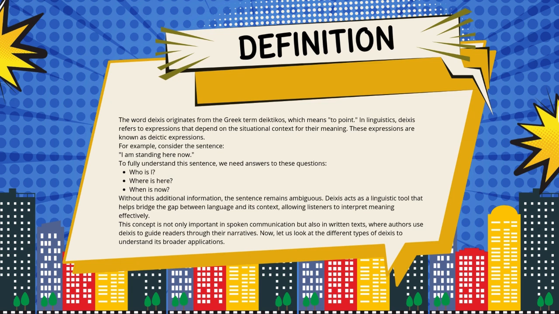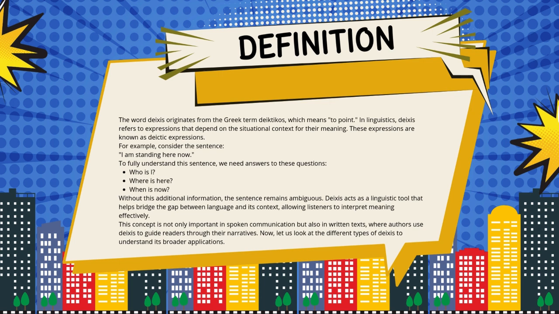For example, consider the sentence, "I am standing here now." To fully understand this sentence, we need answers to these questions. First, who is I? Second, where is here? And the third one is, when is now? Without this additional information, the sentence remains ambiguous.